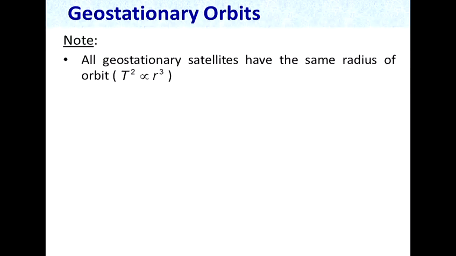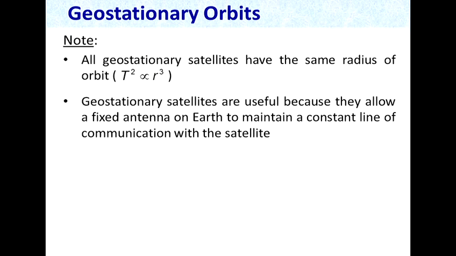All geostationary satellites have the same radius of orbit, right? Because just now we saw in Kepler's third law, the square of the period of orbit is proportional to the cube of the radius of orbit. Geostationary satellites all have the same period, 24 hours. So all of them must also have the same radius of orbit. So if you have 100 geostationary satellites, all of them must be found at the same height above Earth's surface because they must have the same radius of orbit.